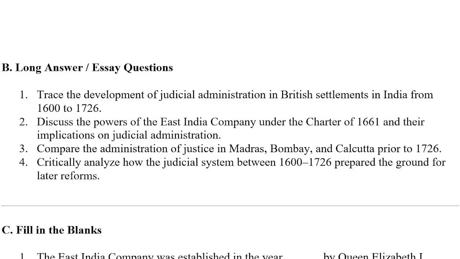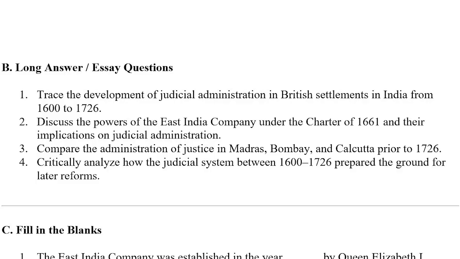It granted the company the power to make law, administer justice and impose punishment on English subjects residing in India. The governor and council in each settlement could try both civil and criminal cases. At that time, the courts in practice were the governor and council, which was the main judicial authority. Minor officers handled petty cases and appeals could be made to the Court of Directors in England.